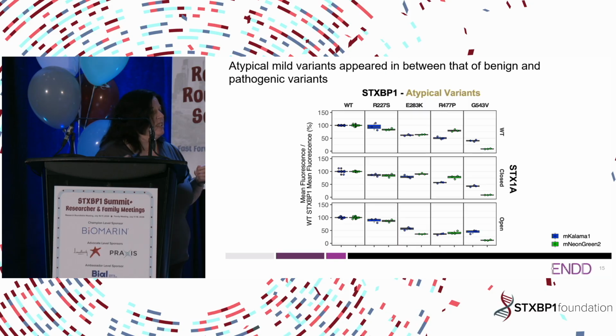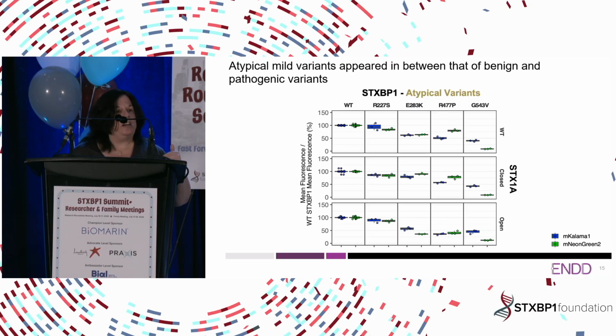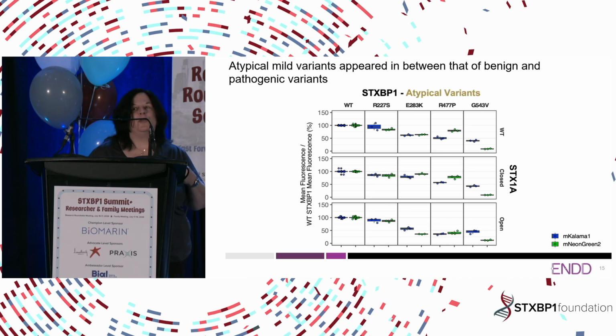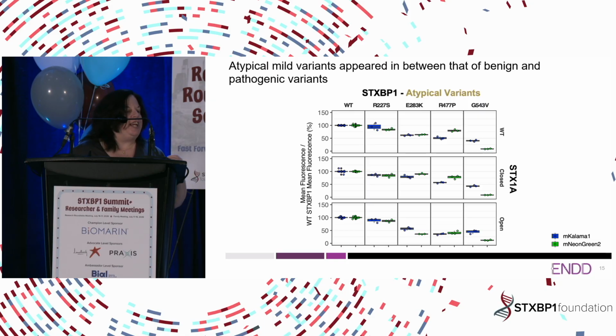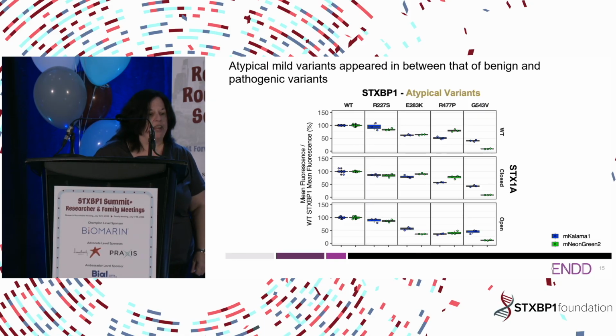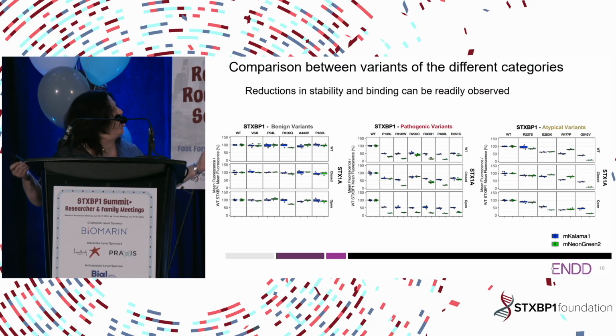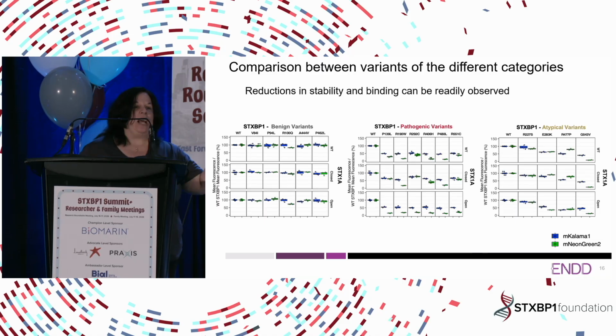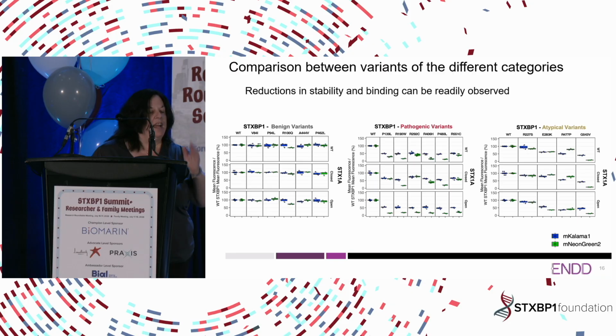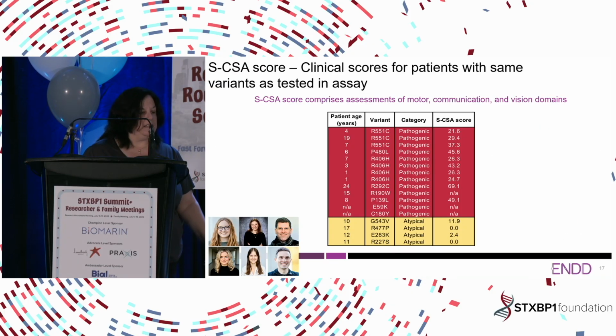The R477P, though, that showed a reduction of stability similar to that of our recurrent pathogenic variants, however, an increased binding with syntaxin. And then the G543V variant, that one actually looks like our recurrent pathogenic variants in their profile. In case anybody wants to see them all together, this is how we can actually see the differential between the benign, pathogenic, and atypical variants that we assayed with this assay.